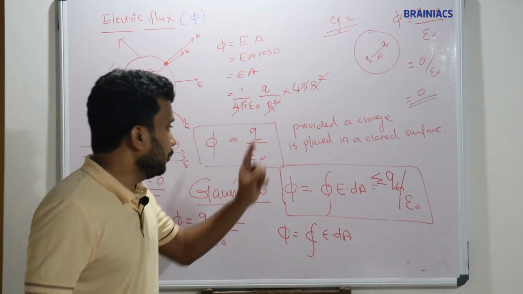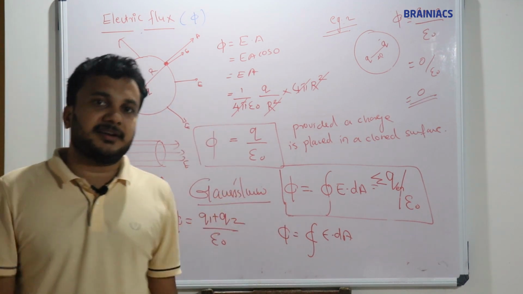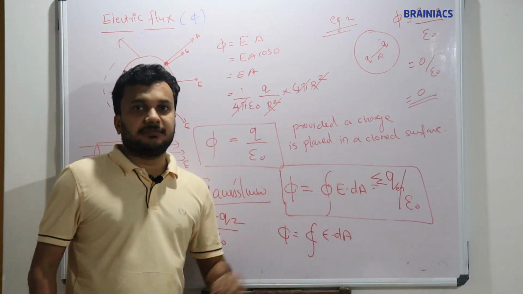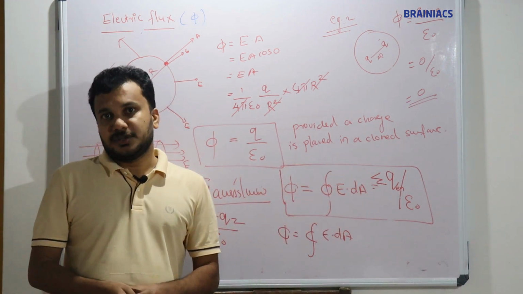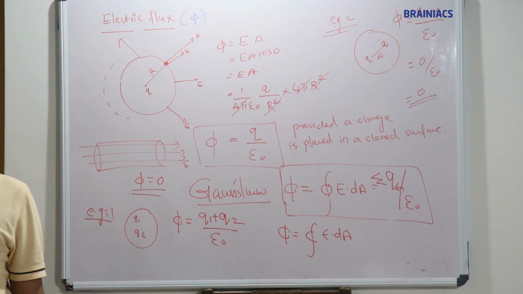If you have a closed surface, you can use my law, and this is phi equal to closed integral of E dot dA. E dot dA, you can expand and write as EA cos theta, equal to the summation of the charges divided by epsilon 0. This is called Gauss's law. It is quite important from your board examination point of view and your school examination point of view. Wherever you go, this law is important. We'll see some examples related to Gauss's law.